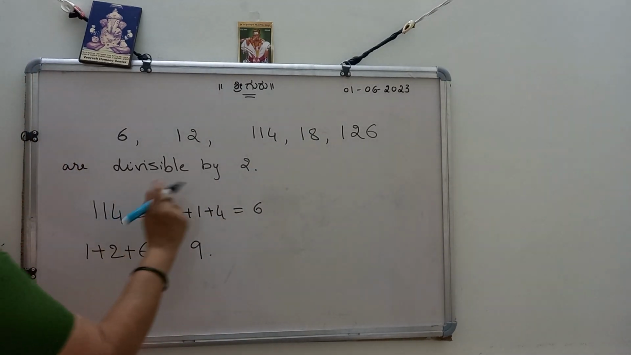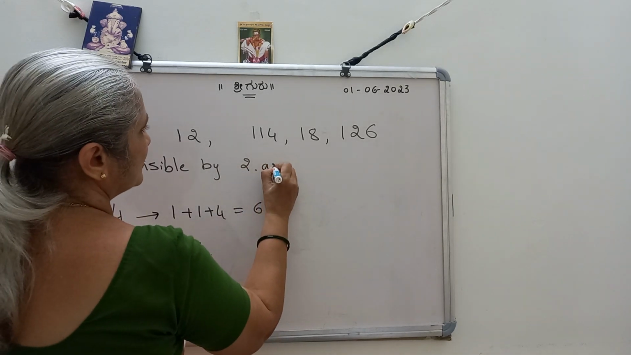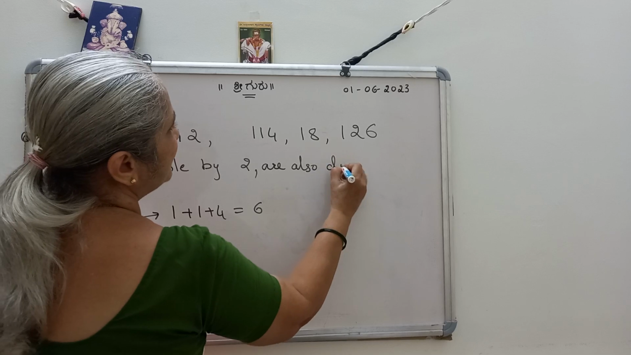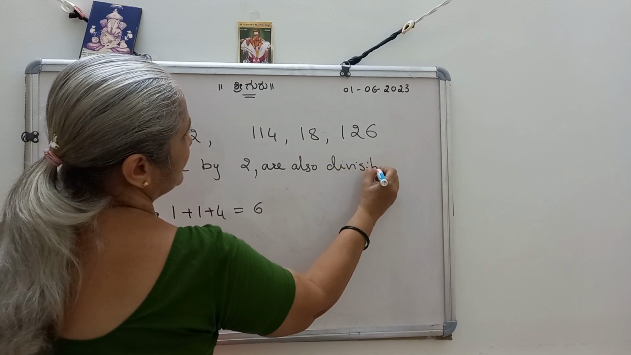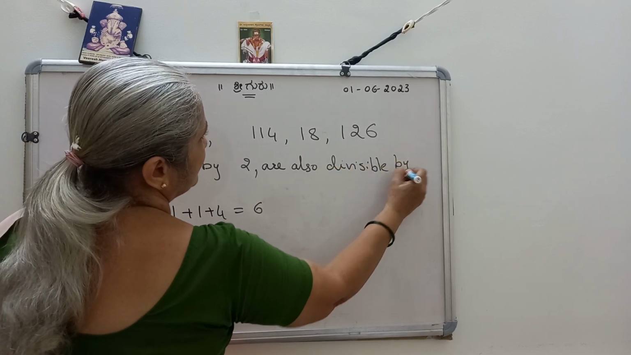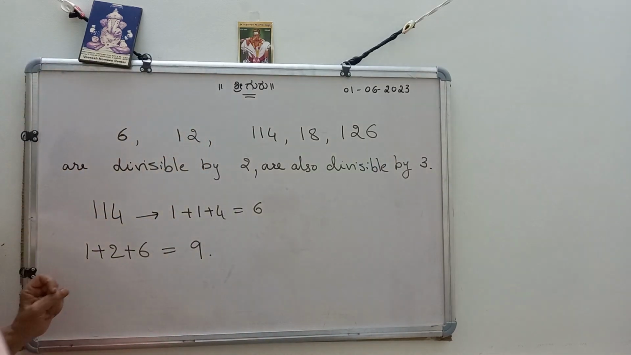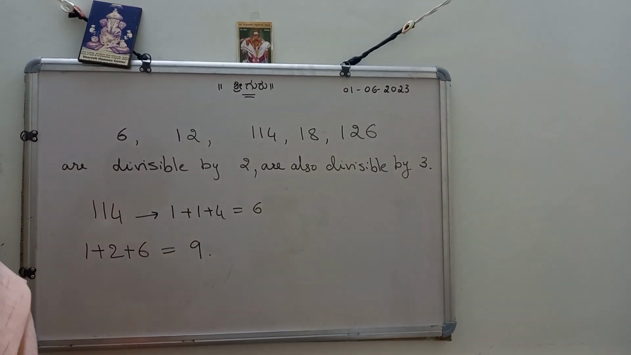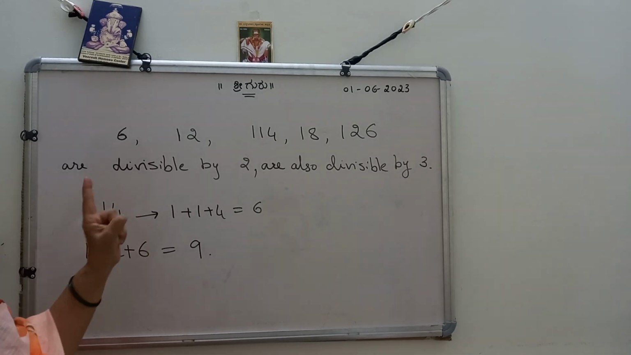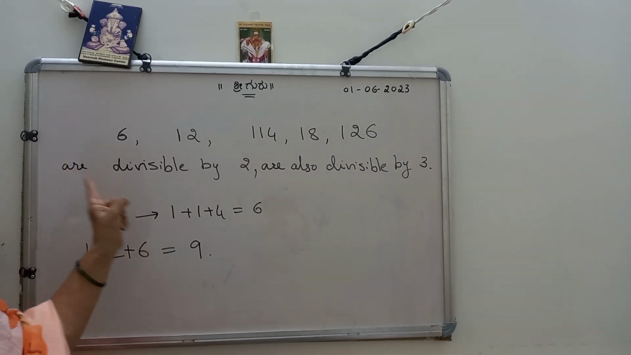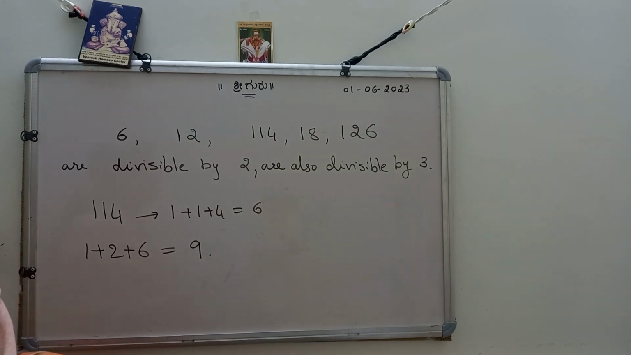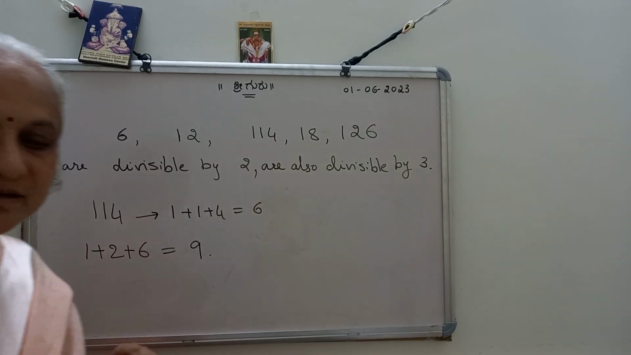So, these numbers are also divisible by 3. So, the test of divisibility for 6 is the number should be divisible by both 2 and 3. This is the divisibility test for 6.